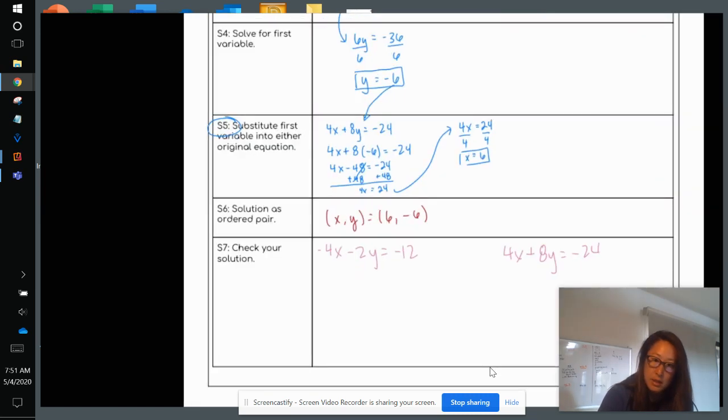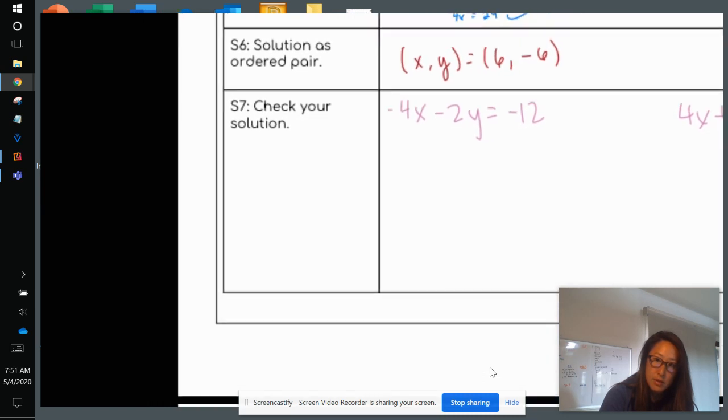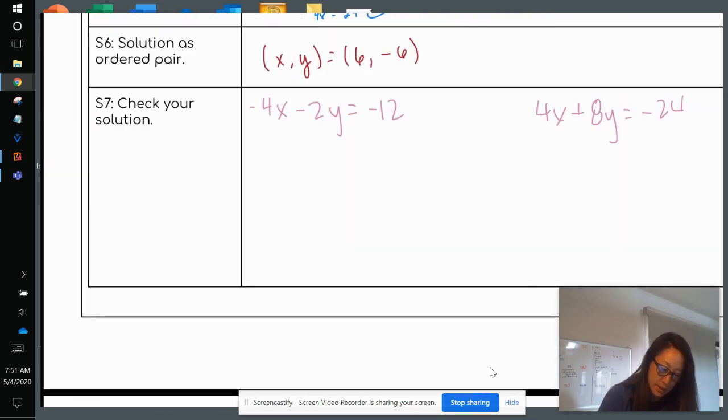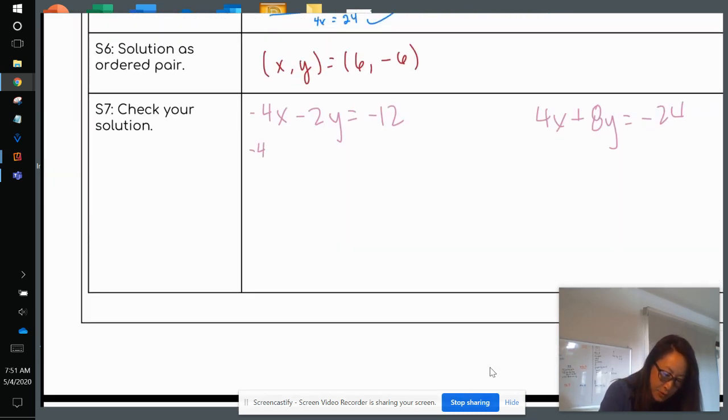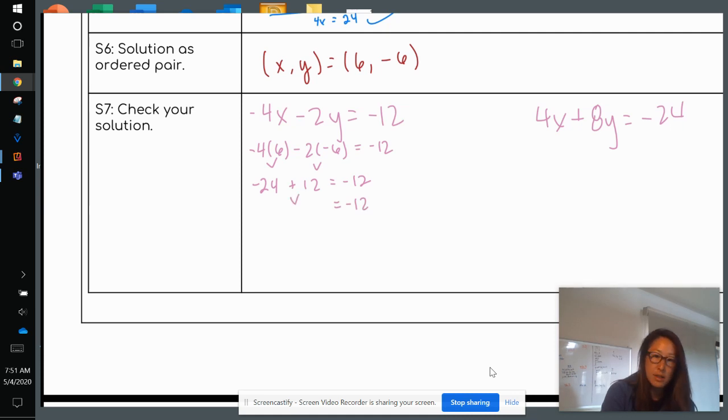It's going to be gigantic. All right, so we're substituting in 6 and negative 6. So negative 4 times 6 minus 2 times negative 6 is equal to negative 12. Negative 4 times 6 is negative 24. Negative 2 times negative 6 is positive 12 is equal to negative 12. So negative 24 plus 12 is negative 12. That verifies. So that ordered pair works.